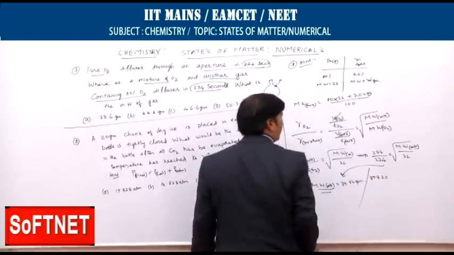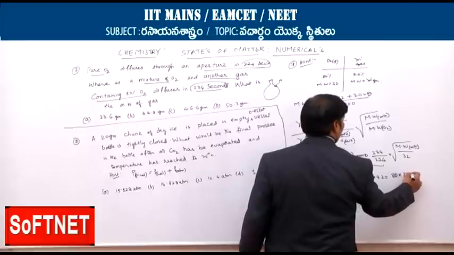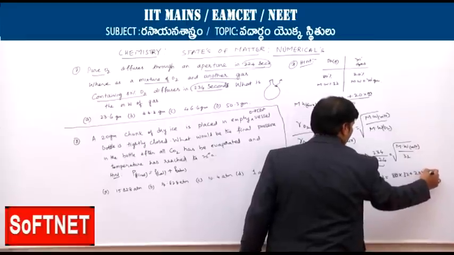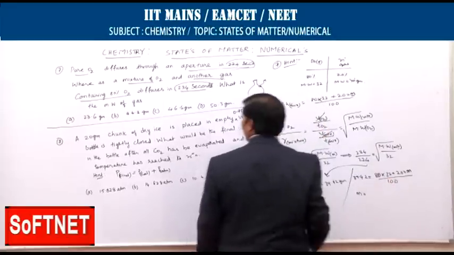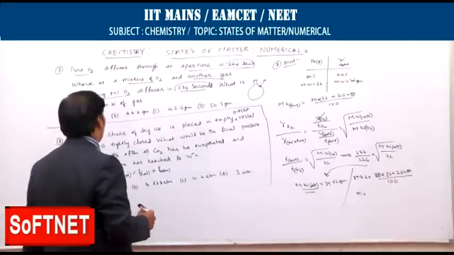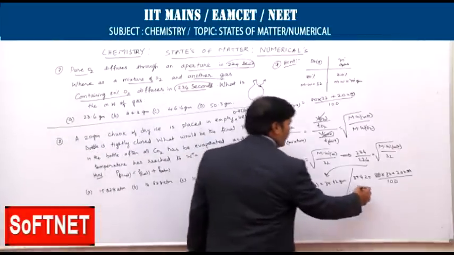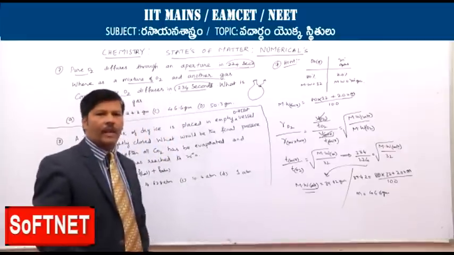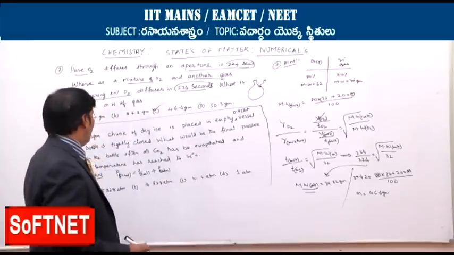If you substitute 39.42 approximately, this step is 80 into 32 plus 20 into M, where M is the molecular weight of the unknown gas, divided by 100. After calculating that value, approximately we are going to get 46.6 grams as the final answer. So we can directly take the third option as the correct option.